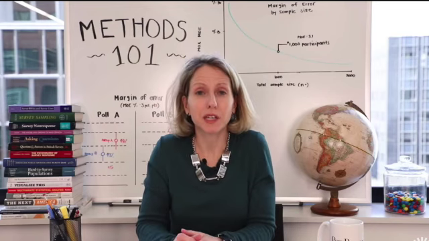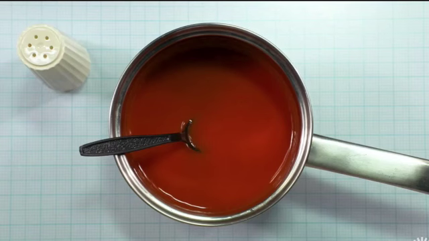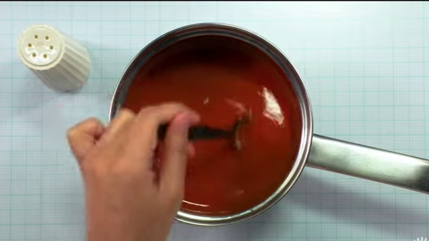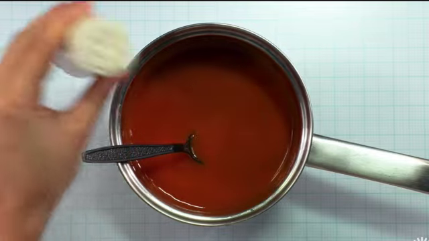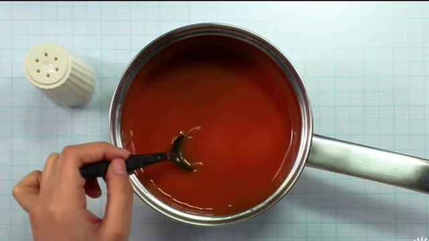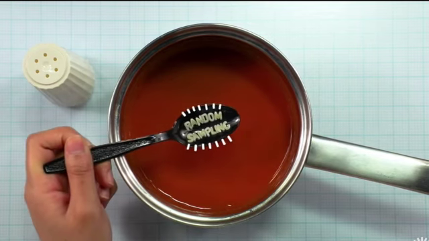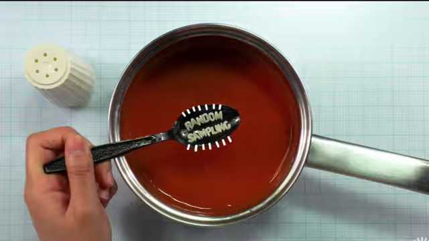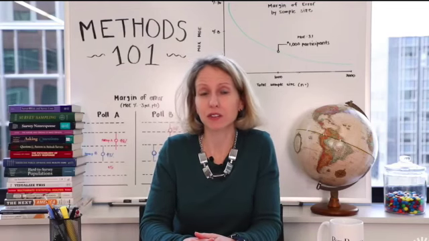We actually use random sampling all the time in everyday life. For example, when you're making soup, if you stir the pot correctly, you don't have to drink the entire pot of soup to know if it needs more salt. Instead, you can just have a spoonful, because each spoonful tastes like the pot of soup overall. That's random sampling.